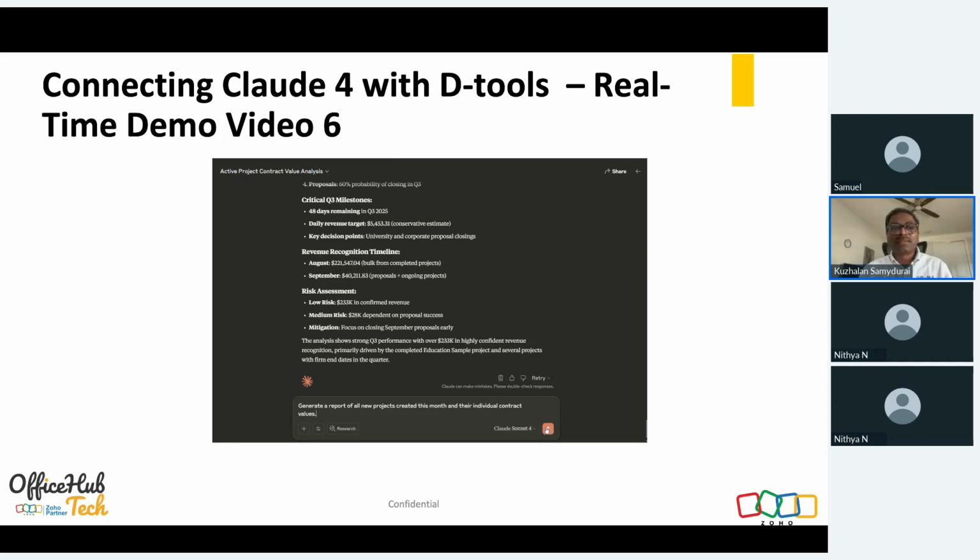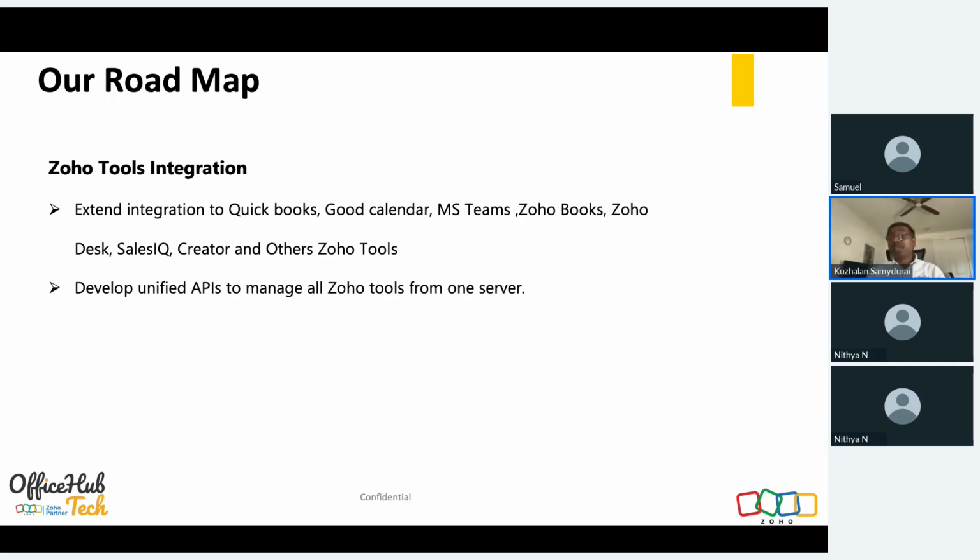So that's the thing. Let's talk about our roadmap, what we are doing right now. We are extending this integration. Right now, we are connecting as we speak. The team has connected the MCP server with QuickBooks, right? It's in the final testing stage. And sorry, there's a typo. It's written as good calendar. That is fine. Any calendar which has the MCP server, we will be able to connect.